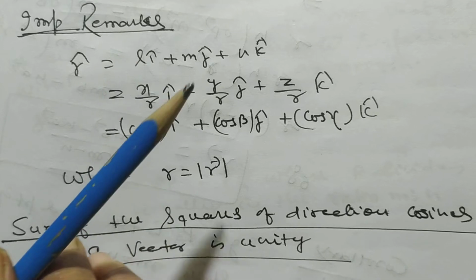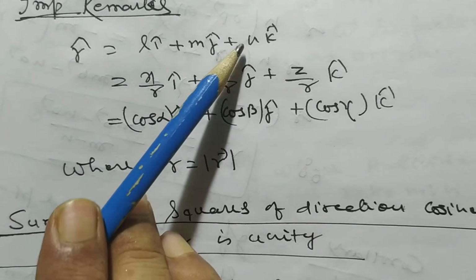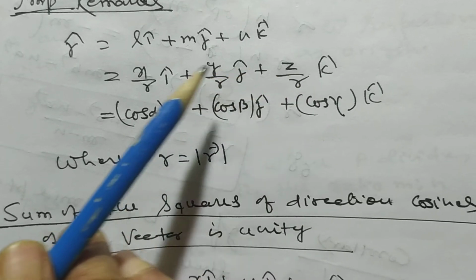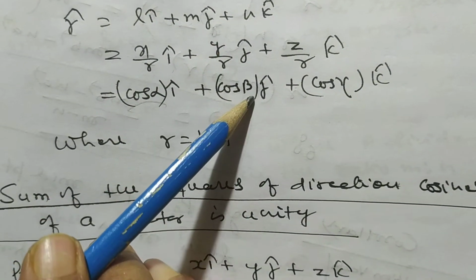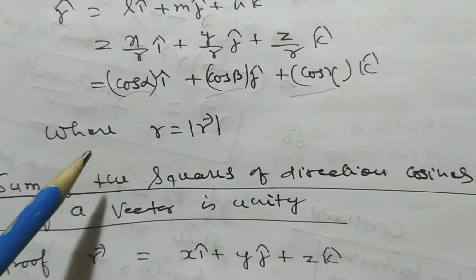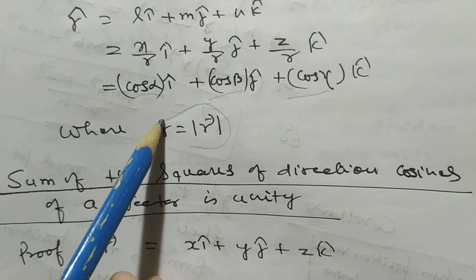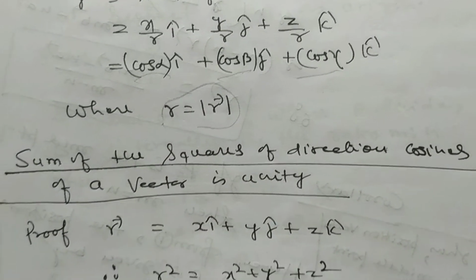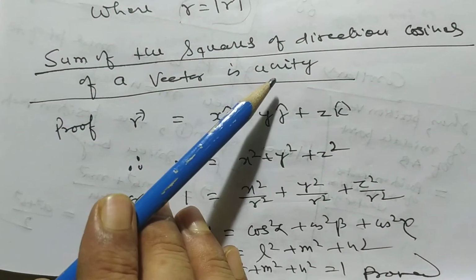And L is equal to x by R, M is equal to y by R, N is equal to z by R, and x by R is equal to cos alpha, y by R is equal to cos beta, and z by R is equal to cos gamma, where R is equal to the magnitude of vector R. Now, the sum of the squares of the direction cosines of a vector is unity.